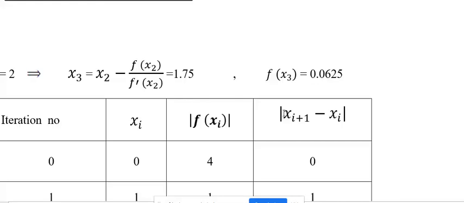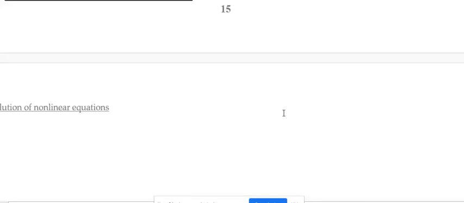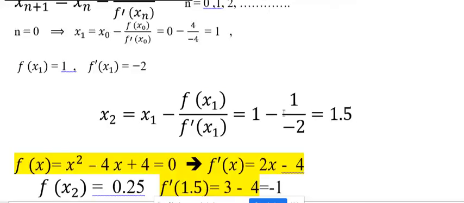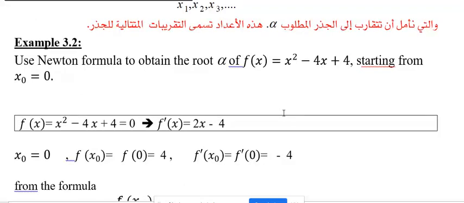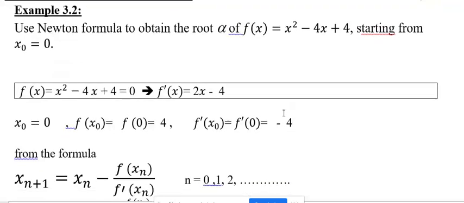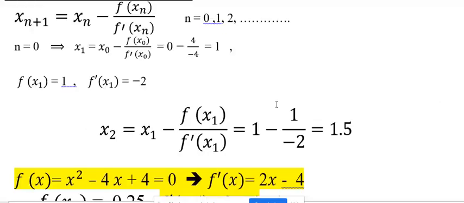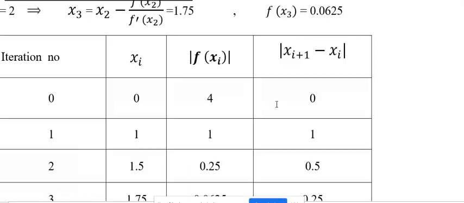Okay, anyone have any questions on this example? No. Okay, let's go to the next step for this method.